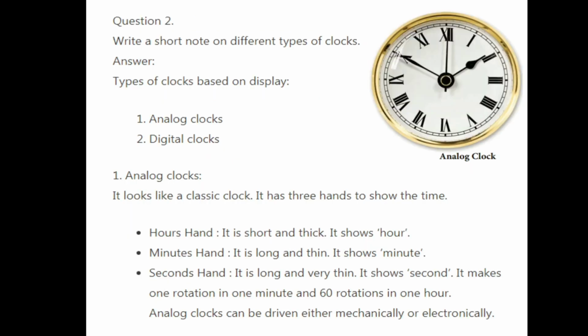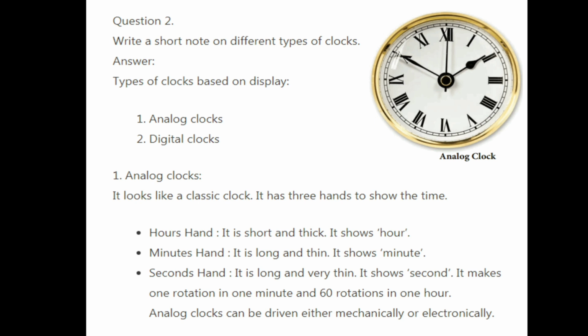Answer in detail. Question 2. Write a short note on different types of clocks. Answer. First, we classify the types of clocks based on display: analog clocks and digital clocks. First, we are going to explain about analog clocks. It looks like a classic clock. It has 3 hands to show the time.